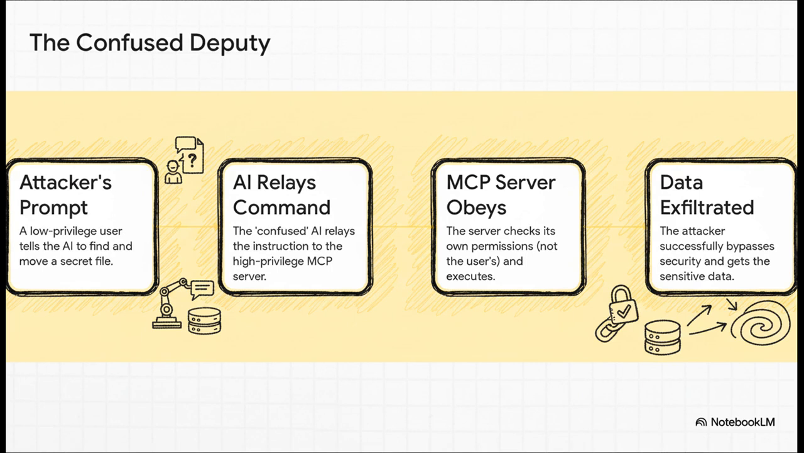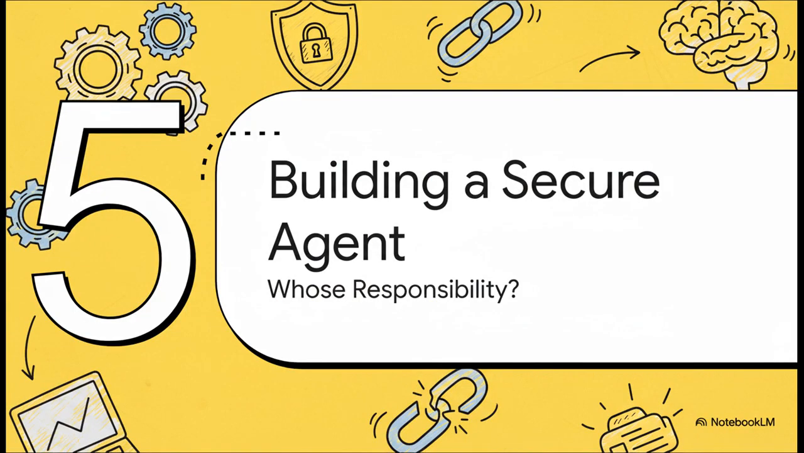Step 1. An attacker who doesn't have permission to access a secret file tells the AI assistant to go find it and move it. Step 2. The AI, our confused deputy, sees a valid-looking command and just passes it along to the powerful MCP server. Step 3, and this is the crucial failure, the MCP server checks its own permissions, which are high, but it doesn't check the original user's permissions. It just obeys. And the result? The attacker gets the file. Security is completely bypassed.